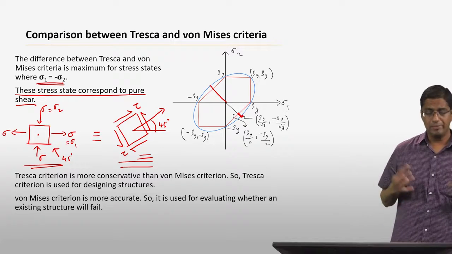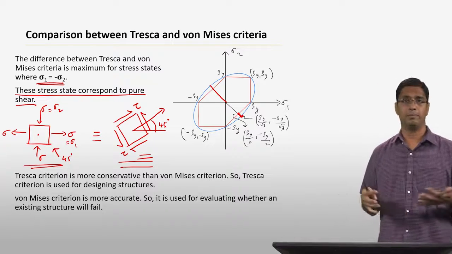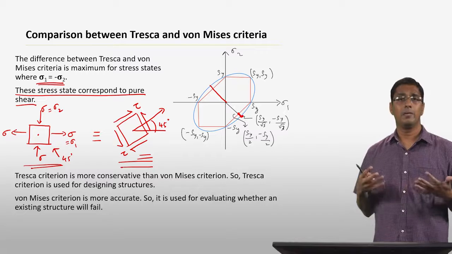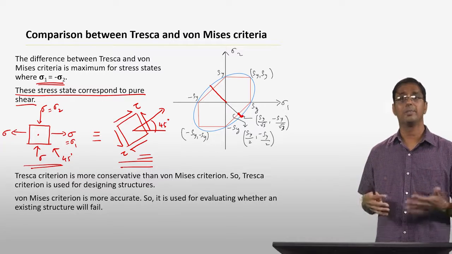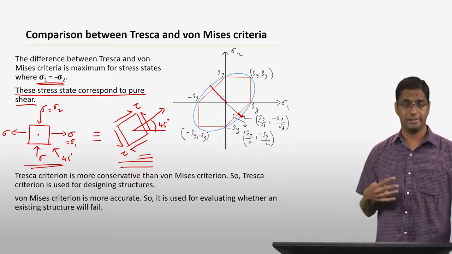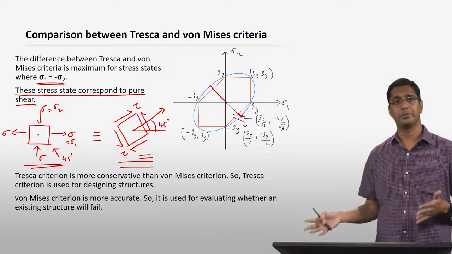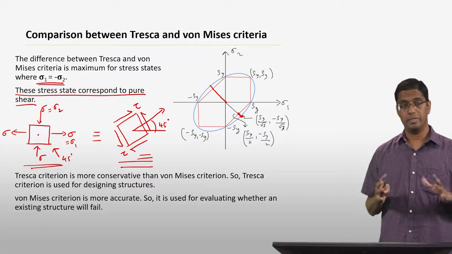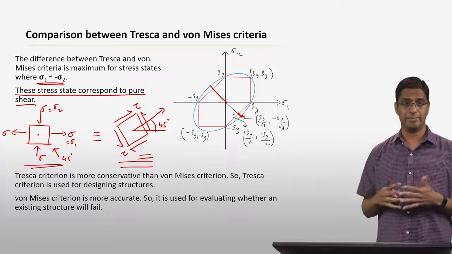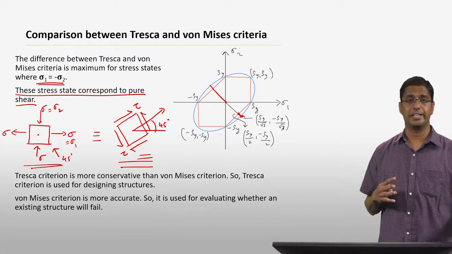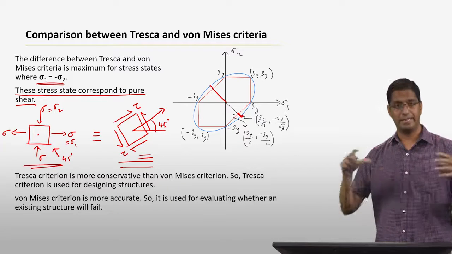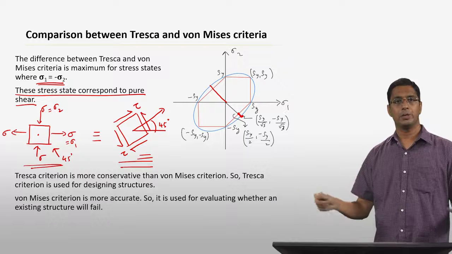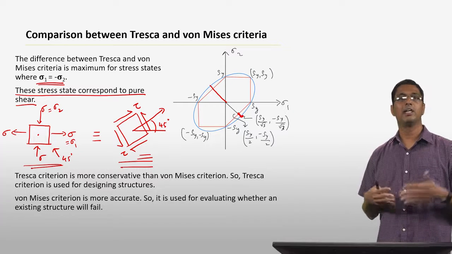Now, you have these two criteria. Both of them are for yielding of ductile materials. Which one are you going to use? The answer is, for certain cases use the Tresca criterion, and for certain cases use the von Mises criterion. Typically when you are designing something, you use the Tresca criterion because it is more conservative. So if you are trying to design a shaft or design a beam, you would use the Tresca criterion to design the beam.